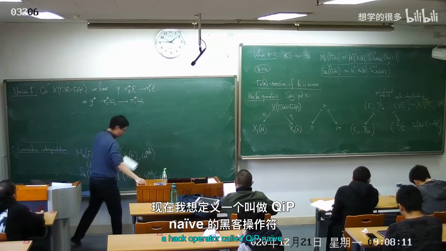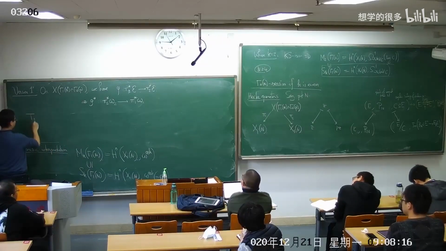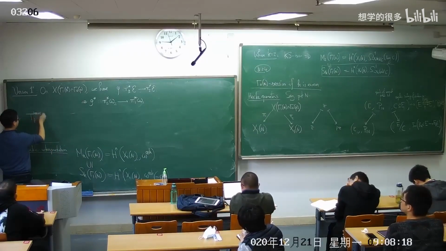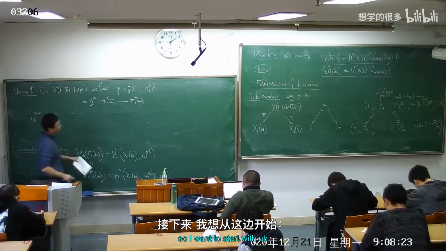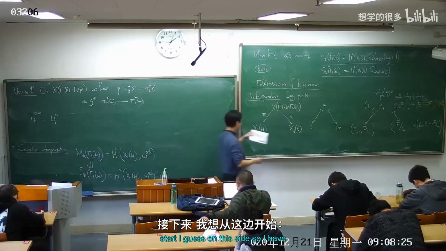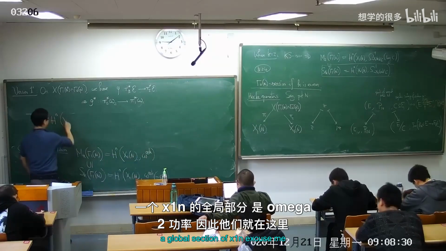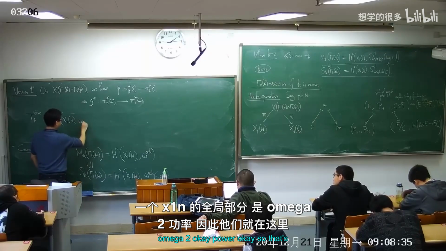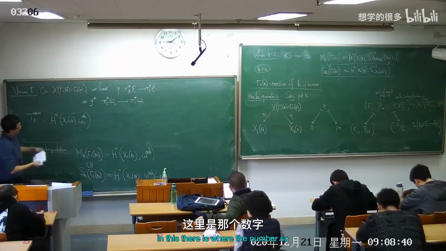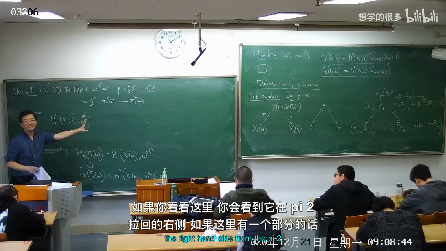Now I want to define a Hecke operator called T_p naive. It goes as follows. So I want to start, I guess, on this side. So I have a global section of X_1 and C, omega 2 to the k-th power. Okay, so that's where they are. So if you see this omega 2, you know it's on the right hand side from the pi 2 pullback.